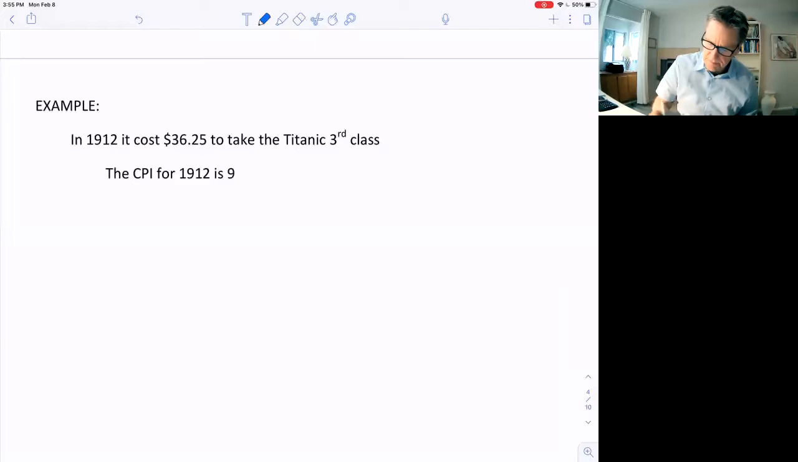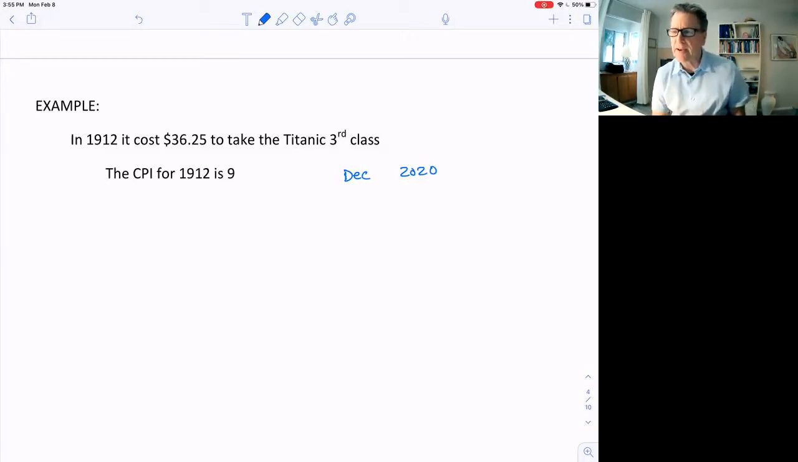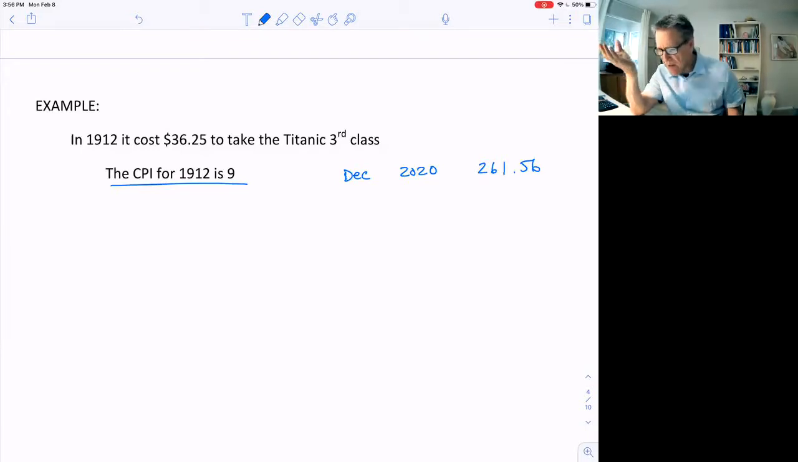So if I want to know what $36.25 is worth today, or the latest numbers I have is December 2020, I need to know the CPI numbers for today, and I need to know the CPI for 1912. Well, in 1912, the CPI was 9. Today, December 2020, it's 261.56. That means something that cost $9 in 1912 is about the equivalent of something costing $261 now.